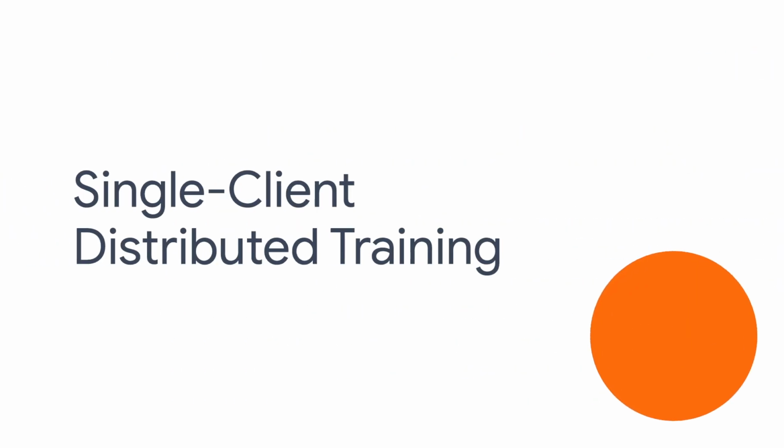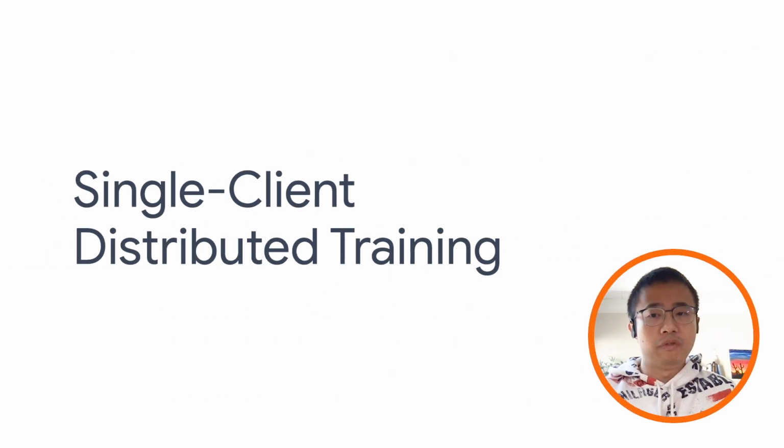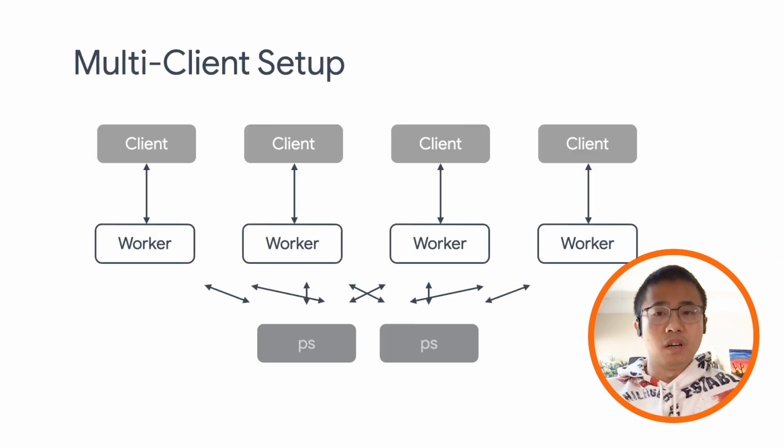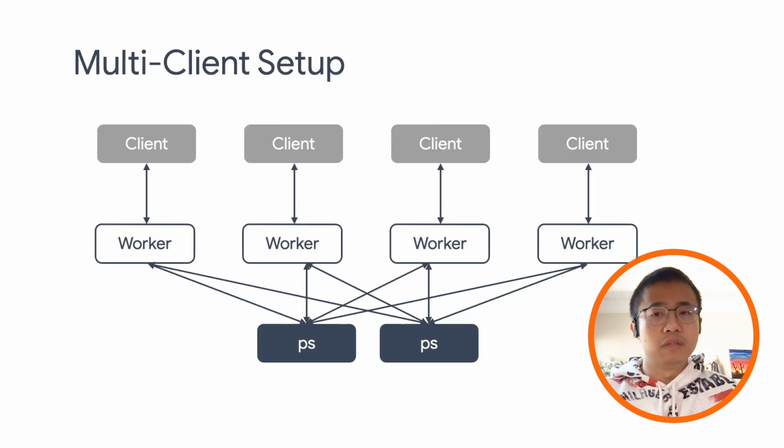So in TensorFlow 2, we use a different architecture to do parameter server training. Let's first talk about the multi-client setup in TensorFlow 1. In TensorFlow 1, we use a multi-client setup where each worker runs a copy of the user program and coordinates its own training. Each worker also creates variables and there's some magic happening on parameter servers to map variables created by different workers to the same underlying storage.